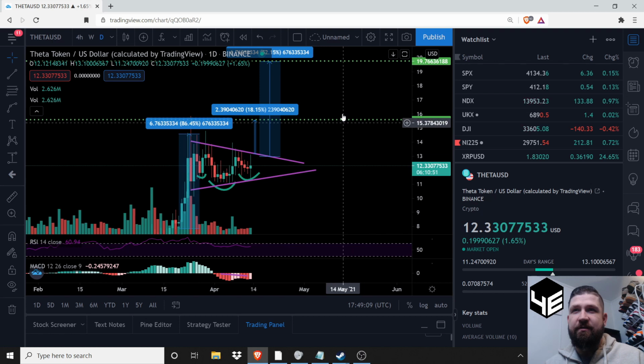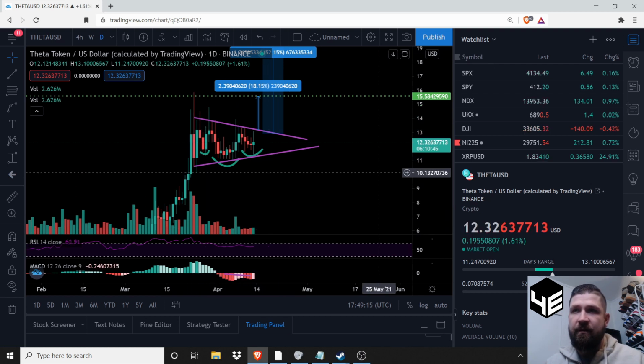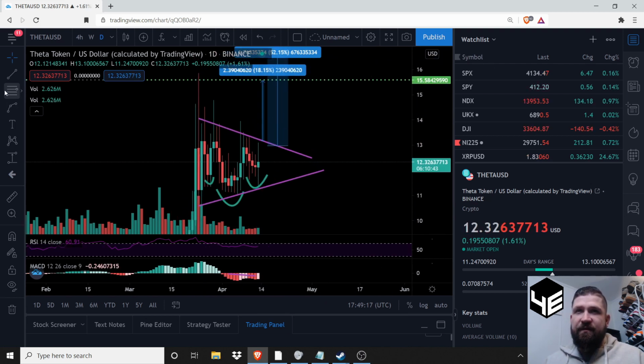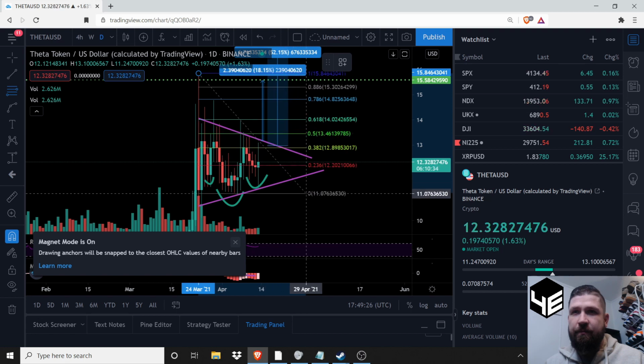So that's another way that we could do it, but we could also use the Fibonacci, so let's do that as well and see where that puts us. When you're doing fibs to find targets, you want it to be pinpoint accurate. You go from the swing high to swing low.